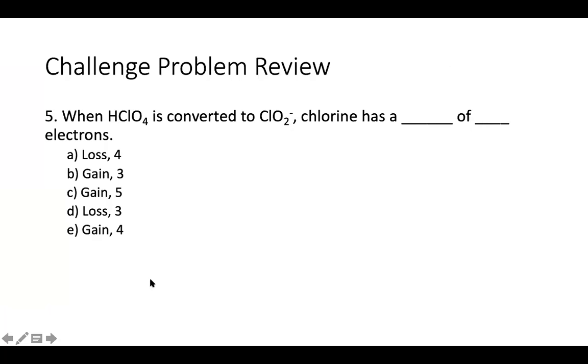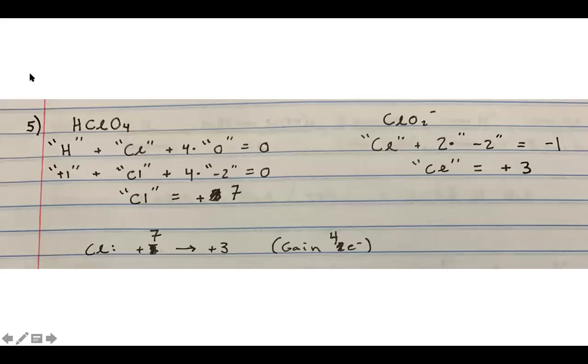Okay, a similar question, just fill in the blank. It's saying as perchloric acid is converted to, what is that, chlorite, chlorine has a blank of blank electrons. So you're going to have to say, did it gain or lose electrons, and how many? Okay, so this is really saying, what was your oxidation number before and after, and how much did it change by?